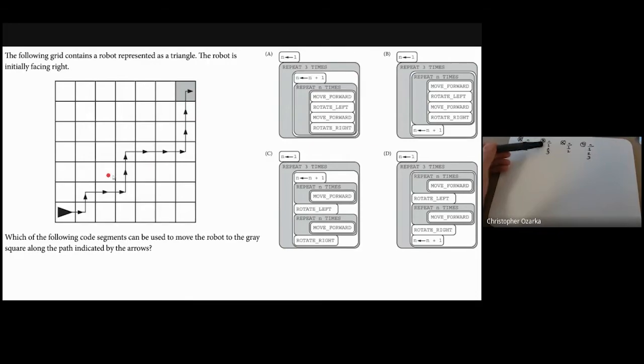Right away, you can just kind of see, just following along. This is called code tracing, by the way. I'm just tracing through the code and seeing what happens with the robot. So right away, I can see that this is not the right answer. So I put an X through it and went to the next one.